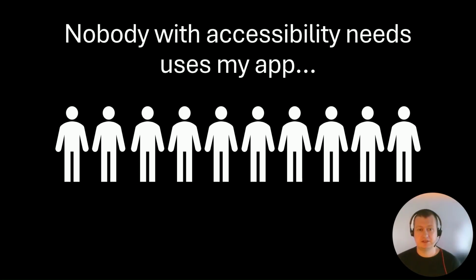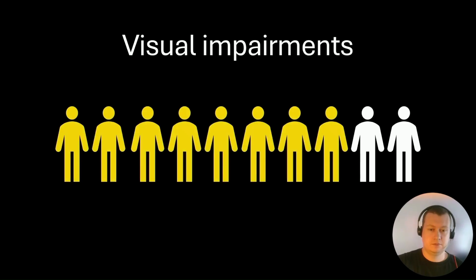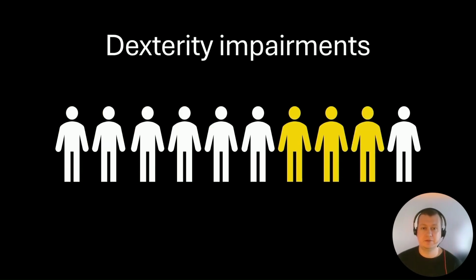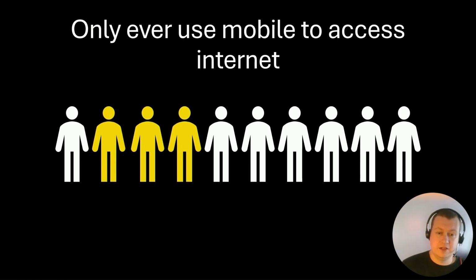So I've got a few stats from the World Health Organization and other bodies just to illustrate the prevalence a little bit more. If you imagine you're in an average room of 10 adults, 8 out of 10 people in that room will have a vision impairment. This could be full blindness, low or poor vision, or other conditions such as cataracts. 3 out of 10 people in that room will have some form of dexterity impairment, so fine motor skills and hand-eye coordination will be affected. And another 3 people in that room will only ever access the internet using their phone.